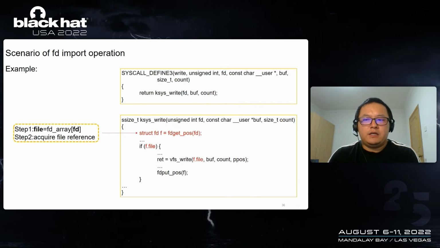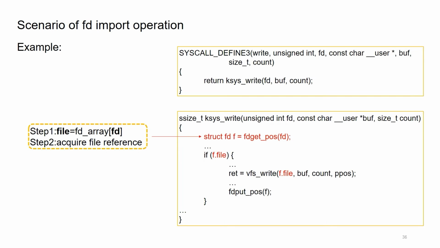Here is an example of the scenario, which is the implementation of syscall write. As you can see, the FD import operation is performed in the function fdget_pos, and then the file object will be obtained and passed to vfs_write for further operations.